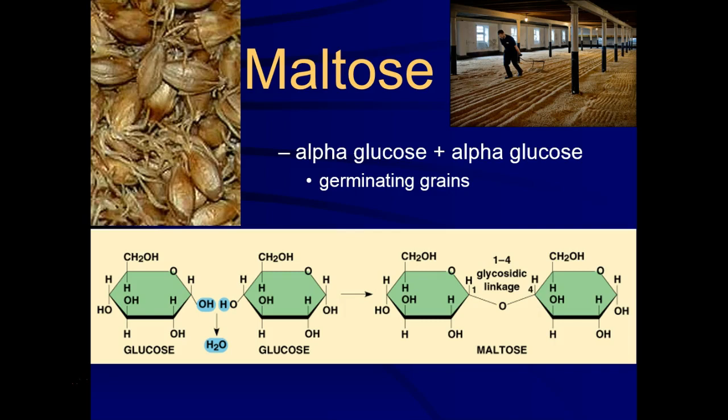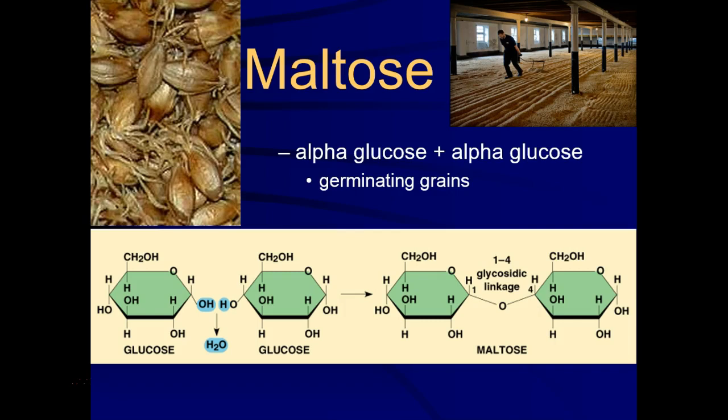Now, maltose is basically just two alpha glucoses joined together. How do we go from a big polysaccharide, where we have super long chains of just alpha glucose, to just a bonded pair of alpha glucose? That's maltose. Well, it comes from enzymes.